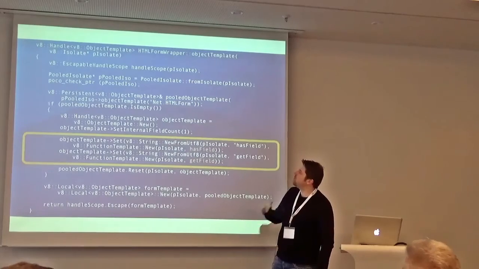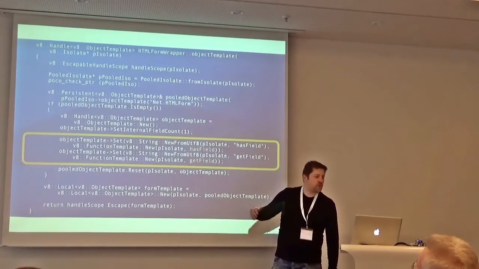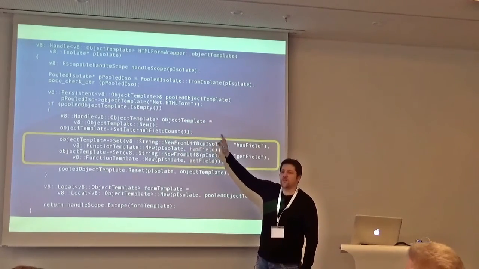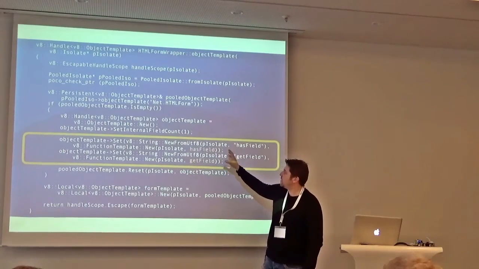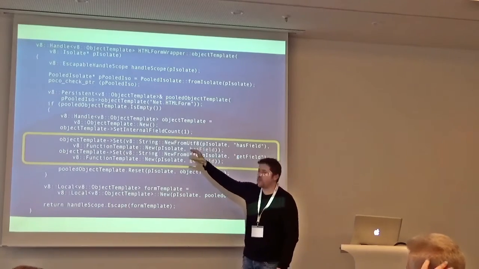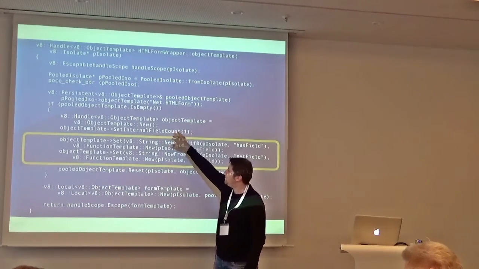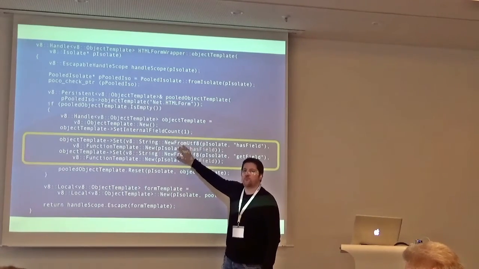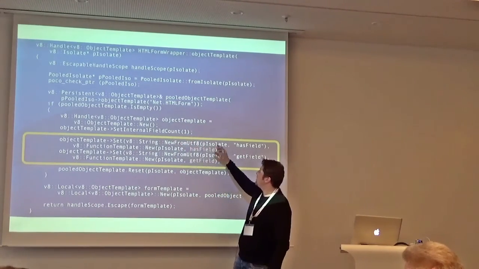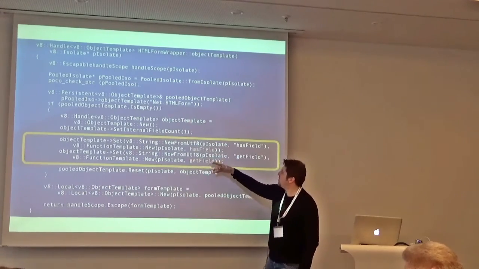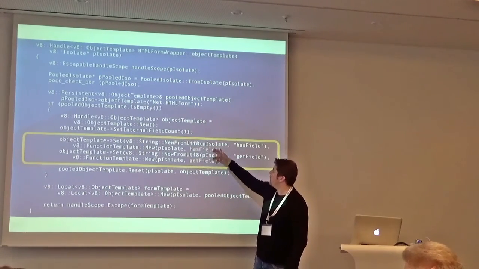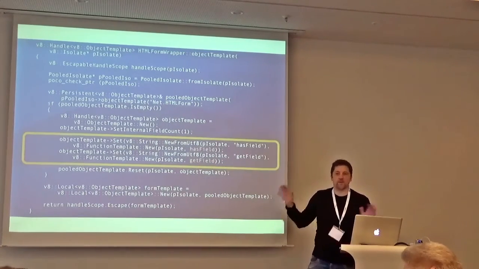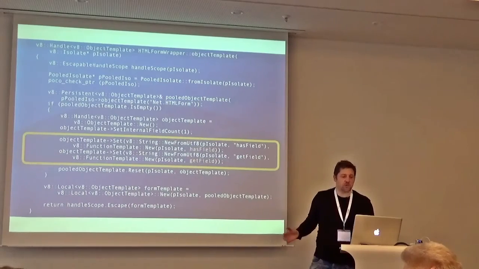Basically, in your object template method, there are a couple of lines of boilerplate code that I'm not going into the details of. Once you have your JavaScript object, or your object template, you set a JavaScript property for every method that you want to expose. In this case, we set a property for hasField and another one for getField. And then we simply return this object template to the V8 engine.